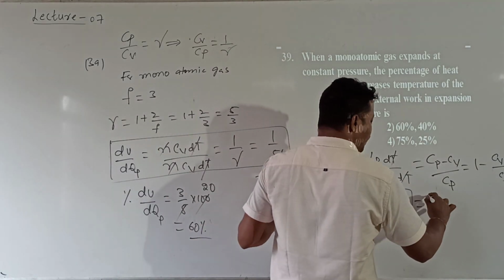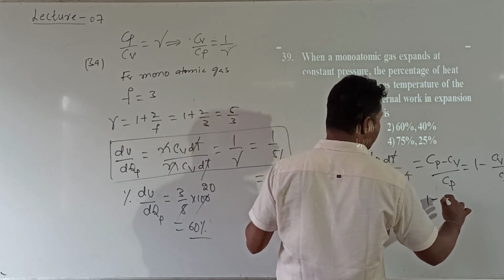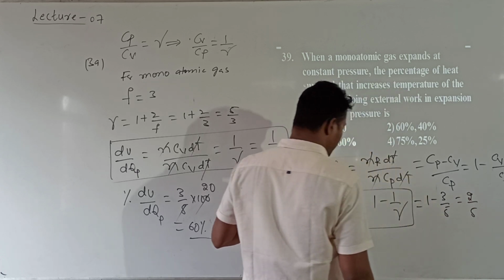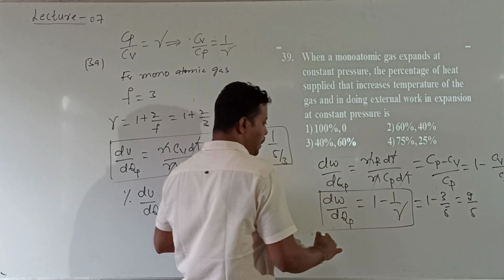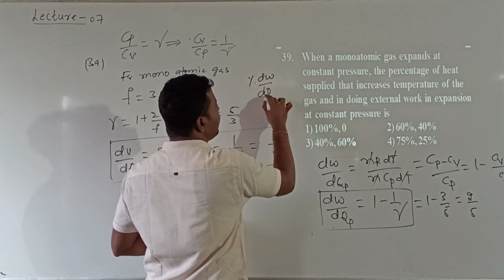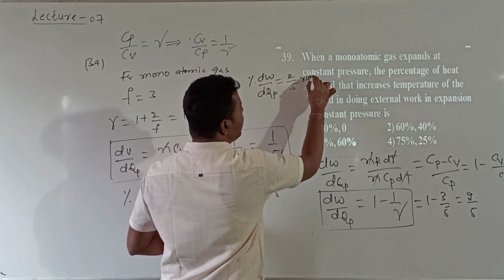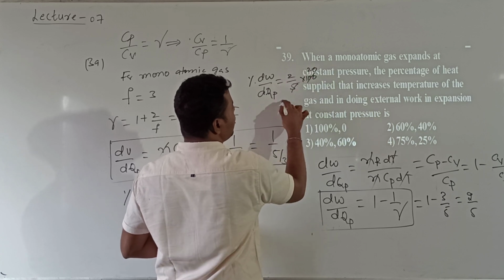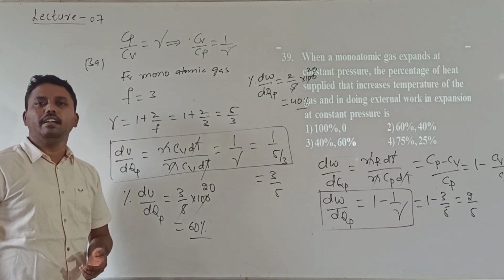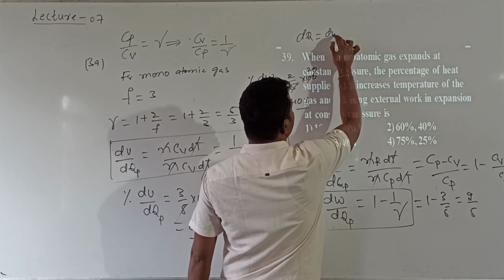So that is 1 minus 1 by gamma, with gamma 5 by 3, so 1 minus 3 by 5. What answer do I get? 2 divided by 5. What is the percentage value? The percentage of dW by dQ is 2 by 5 into 100. How much will I get? 5 twos are 10, so 40. Directly in the diagram, when 100% heat is supplied, according to the first law of thermodynamics, dQ is equal to dU plus dW.